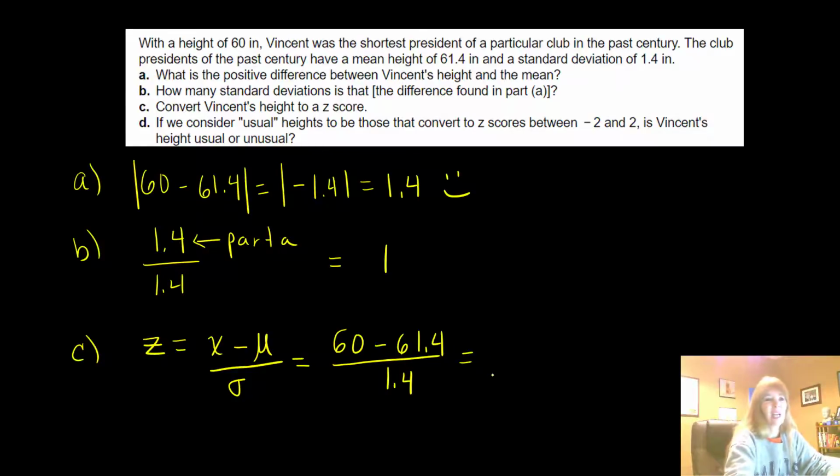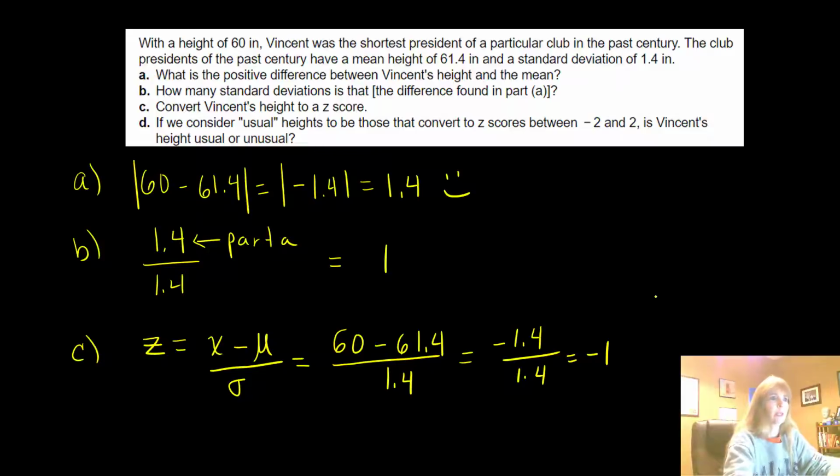So if you notice, that's what they were doing, walking you through these steps, except in this case you're not going to take the absolute value of the top. You're just going to leave it that way. So we know that was negative 1.4, we know the bottom's 1.4, and we get negative 1.